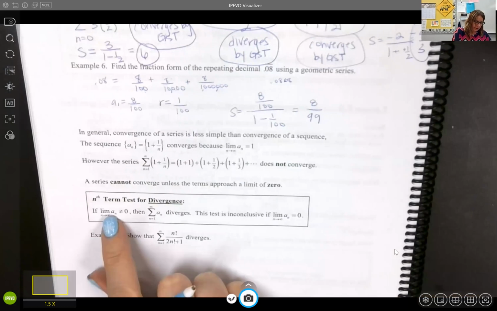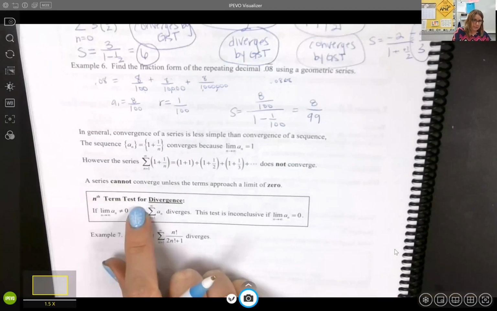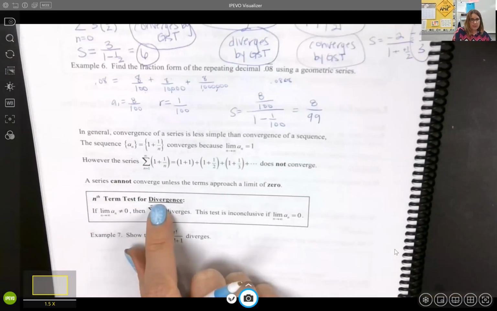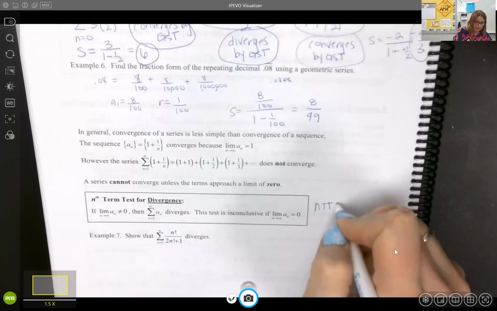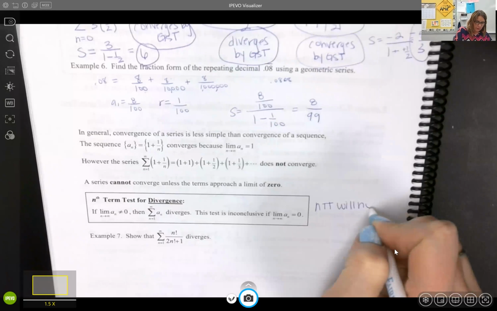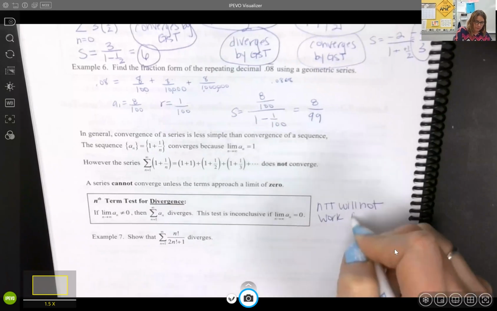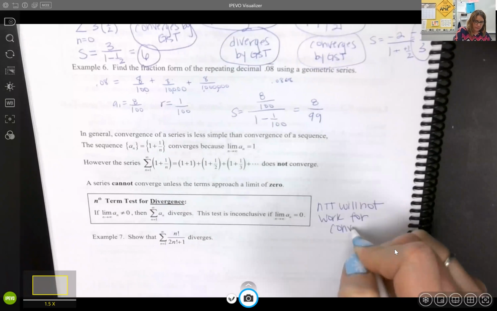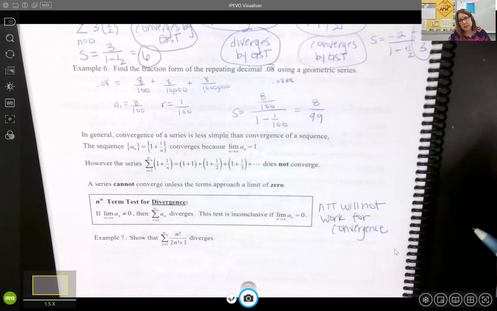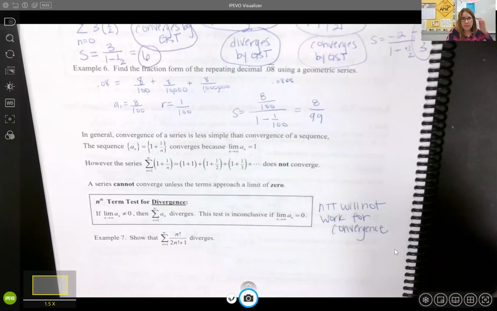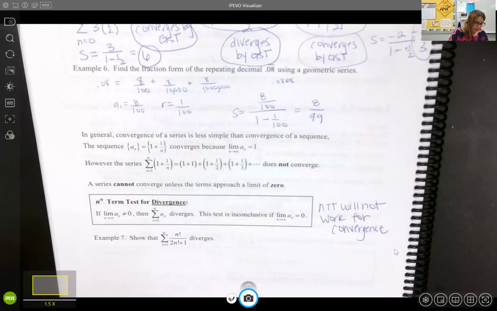Okay, let's do our last test for convergence or divergence. This is called the nth term test, NTT, for divergence. NTT will not work for convergence. You can never say it converges by NTT. That just isn't a thing. All right, so let's talk about the difference here.